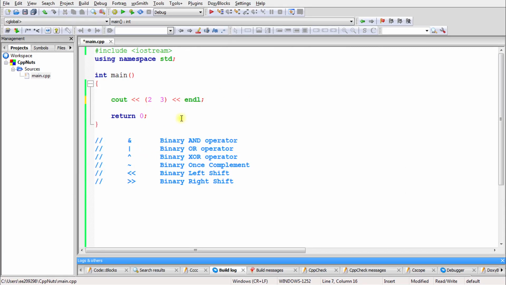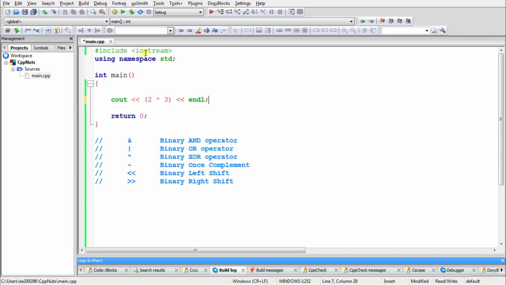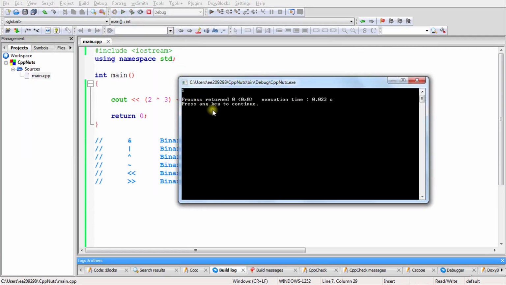So the XOR, it comes with the 6 number on your keyboard if you're not able to locate it. XOR is something like this. This is 2, 0 1 0, 3 is 0 1 1, and we are applying XOR, which is nothing but when both are different, then only it will produce 1. So these two are equal, so it will be 0, 0 0 which is equal, so it will be 0. Okay, so this is going to produce 1. So this expression should produce 1 here. Let's check that. See, it is producing 1 here.